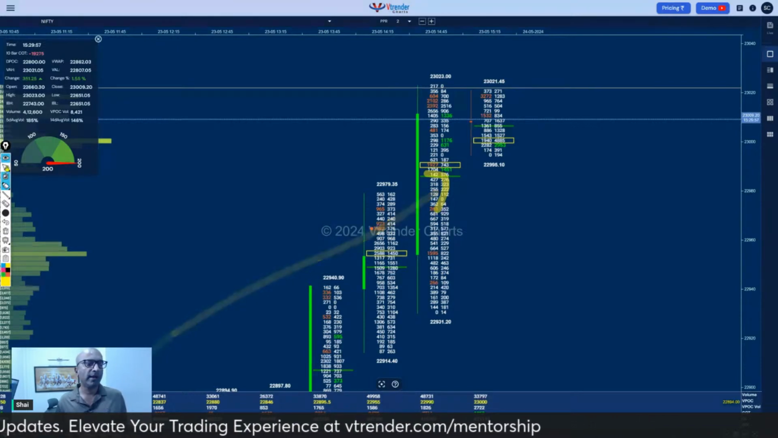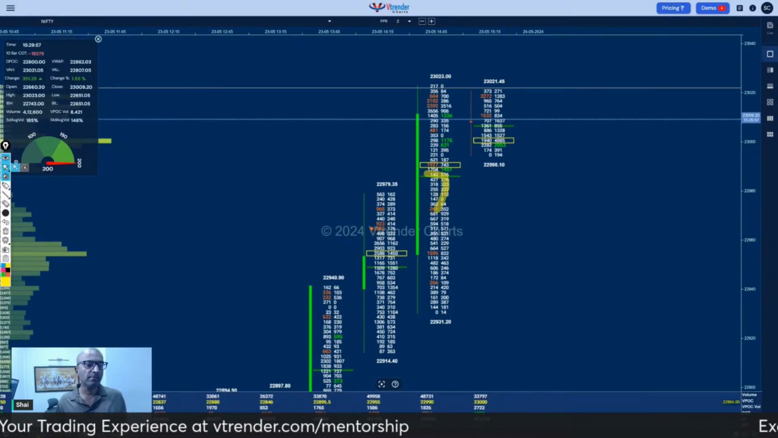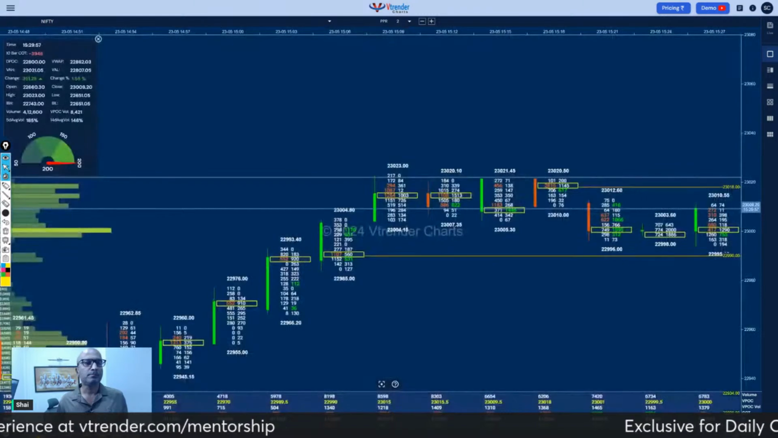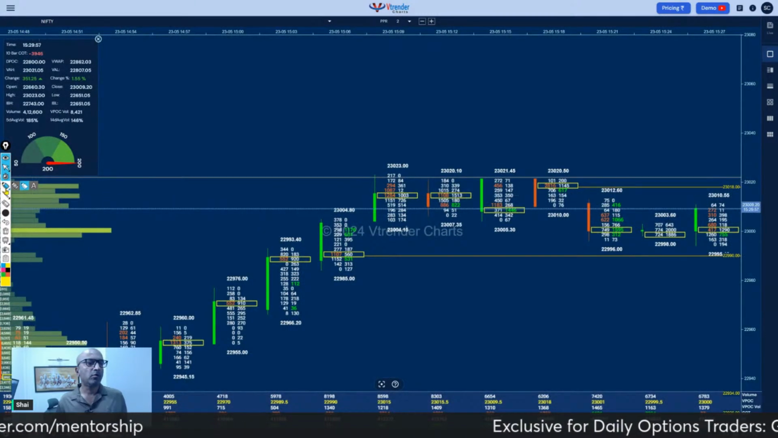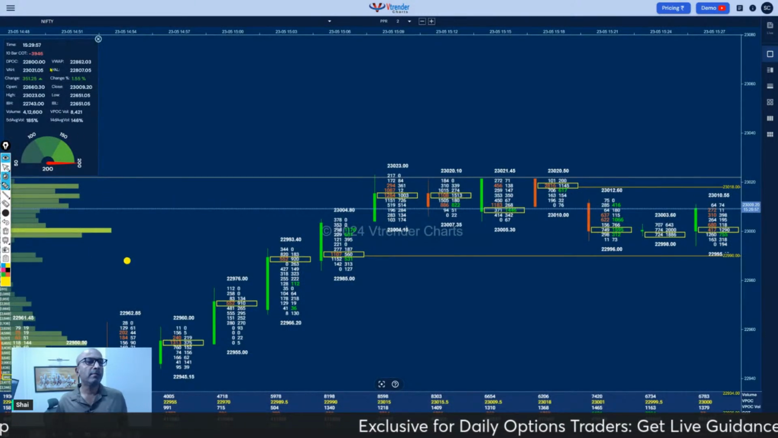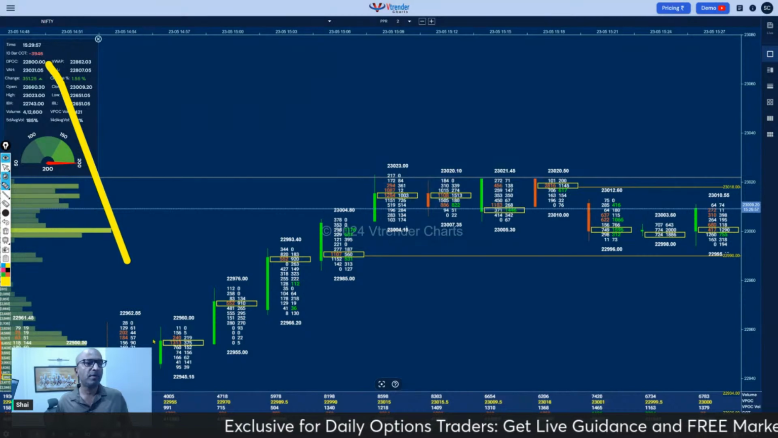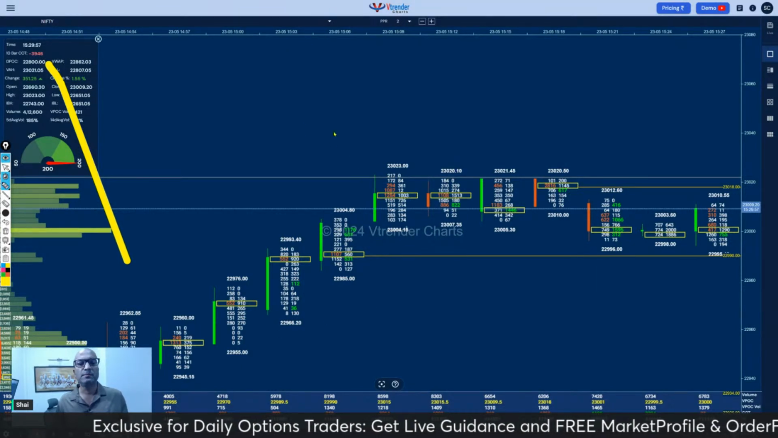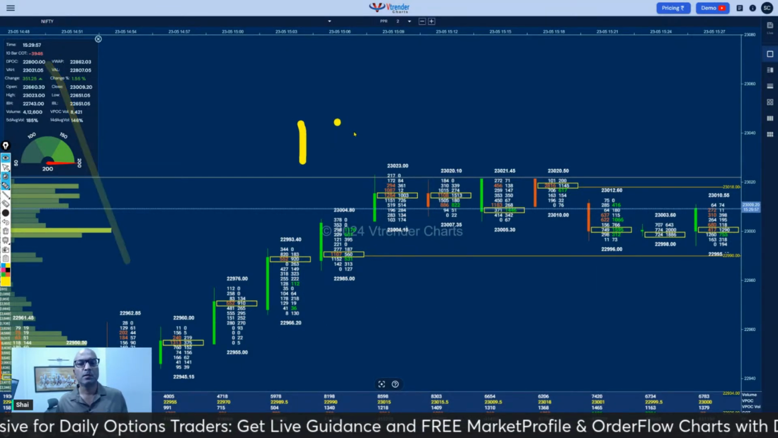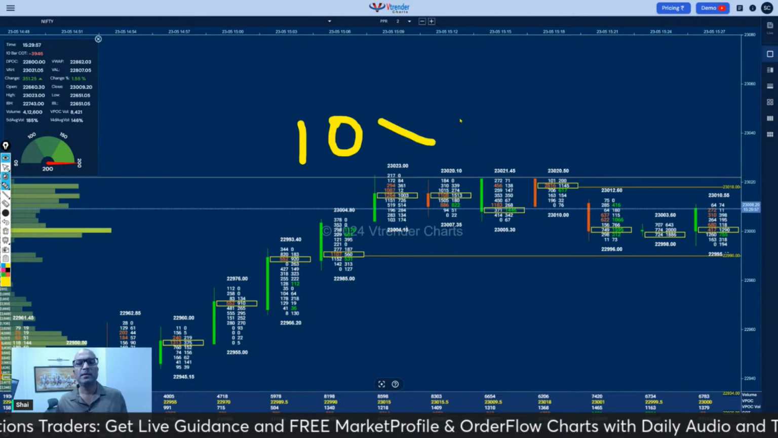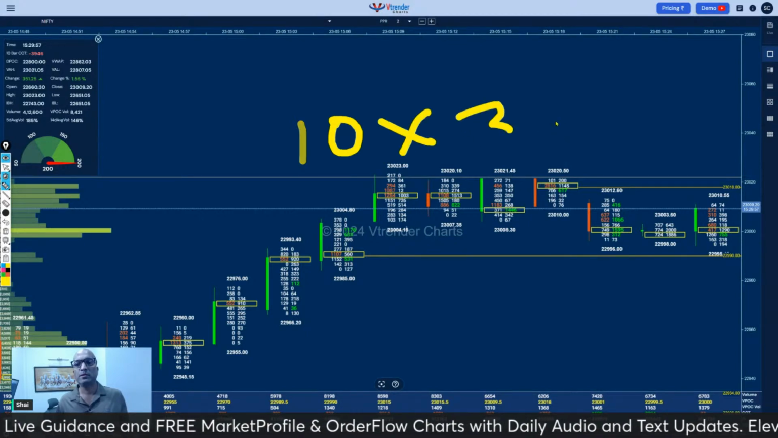If I shift my chart to a 3-minute version, right? So this 10-bar COT is now going to be minus 3946, and it represents the 10 periods multiplied by 3 minutes each, the last 30 minutes of trade, right?